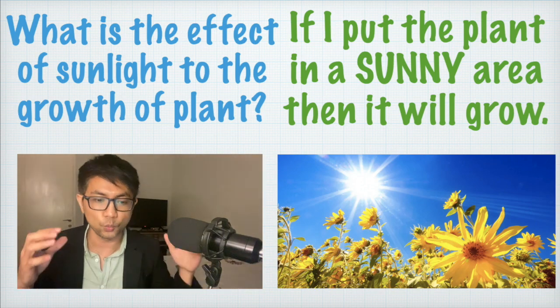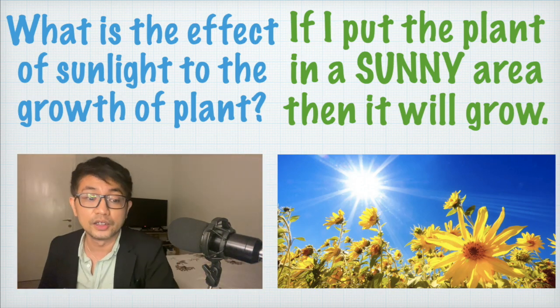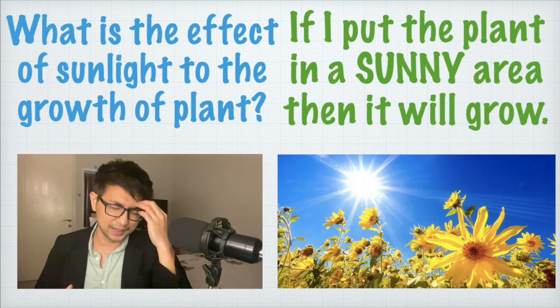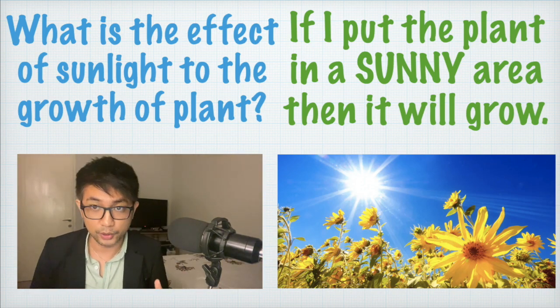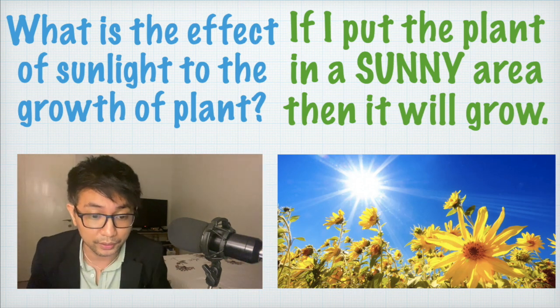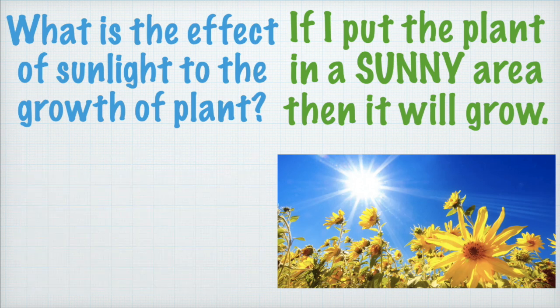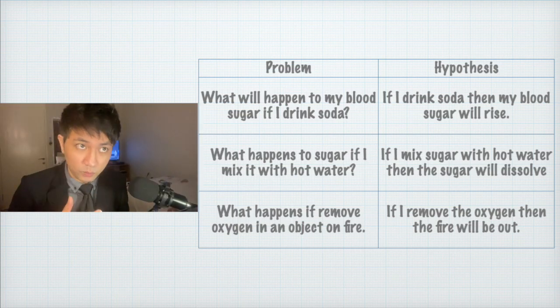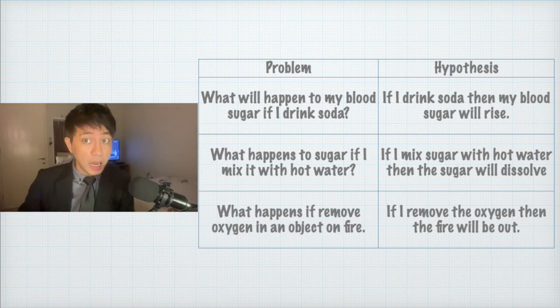Our problem is, what is the effect of sunlight on the growth of plants? Or in that case, the mung bean sprout. So your hypothesis is, if I put the plant in a sunny area, then it will grow. Okay, so I have other problems here, and then we are going to give the hypothesis for the problems that I'm going to be giving.